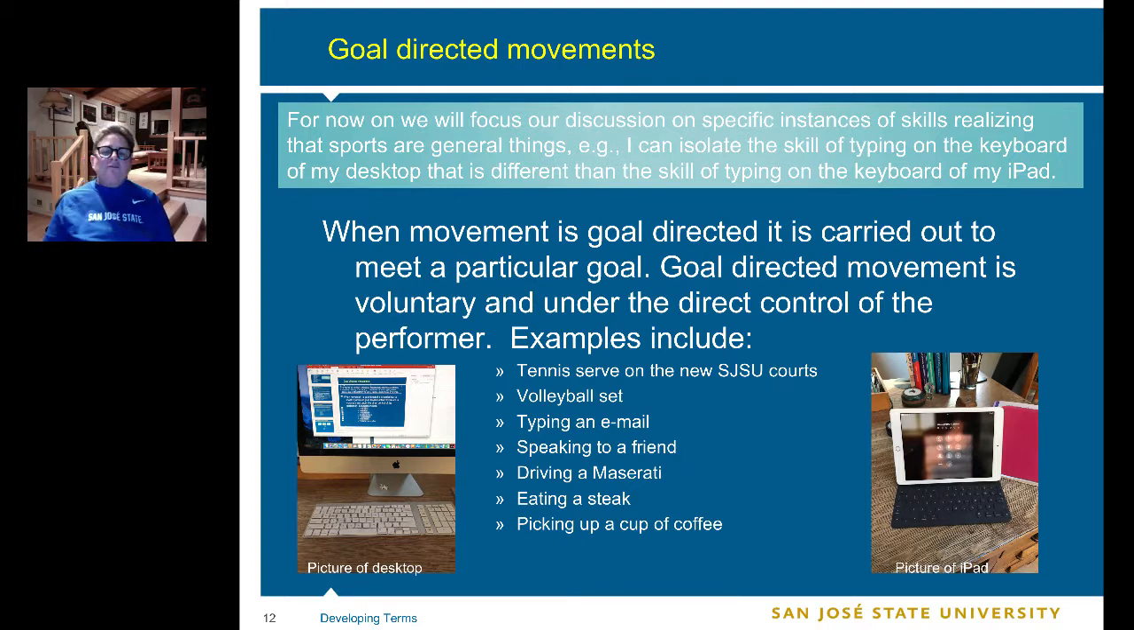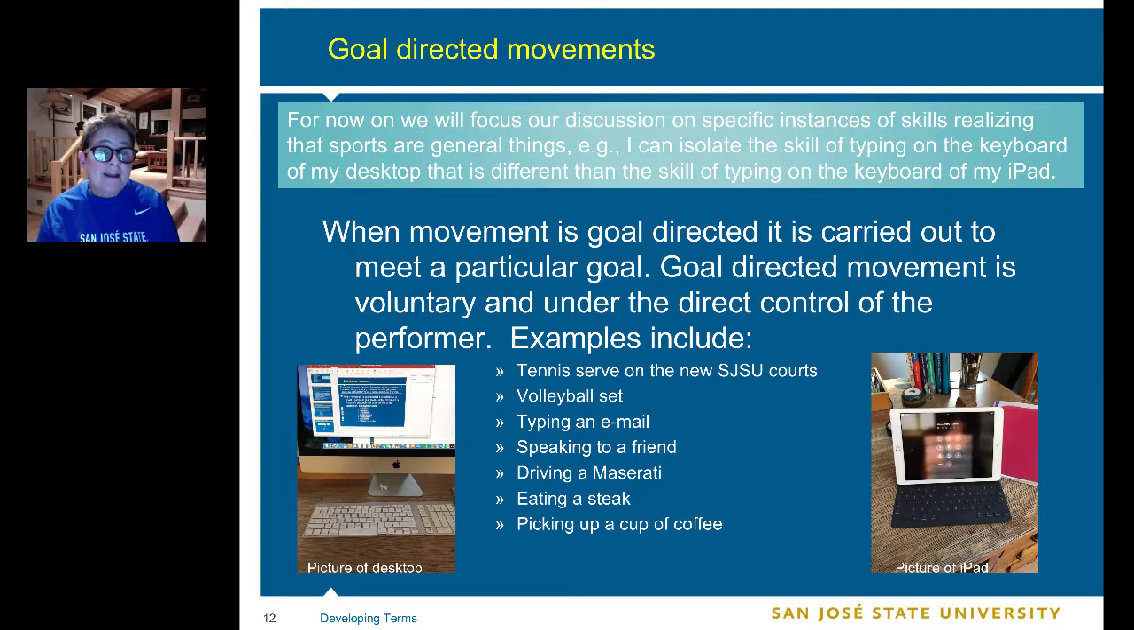So what I want us to do is think about goal-directed movement. Goal-directed movement is movement carried out to meet a particular goal. It's voluntary and the performer controls it directly. Here are some examples. The tennis serve on the brand new SJSU tennis courts. A volleyball set in an empty gym. Typing an email on my desktop. Speaking to a friend on a cell phone.